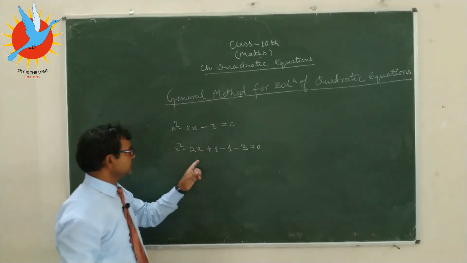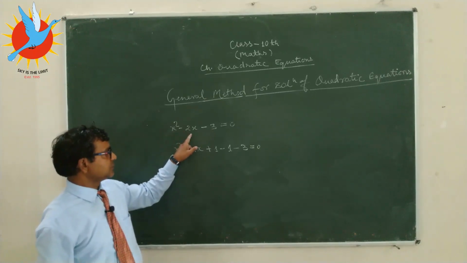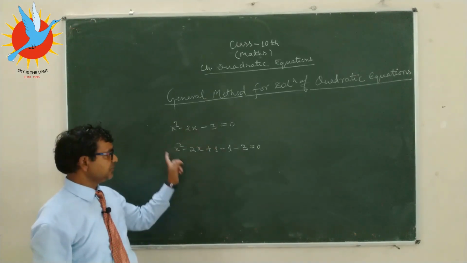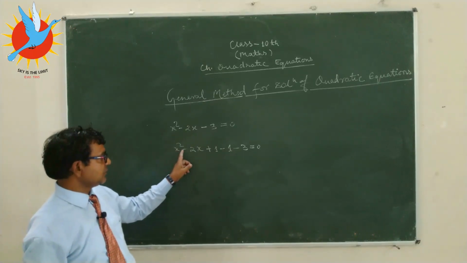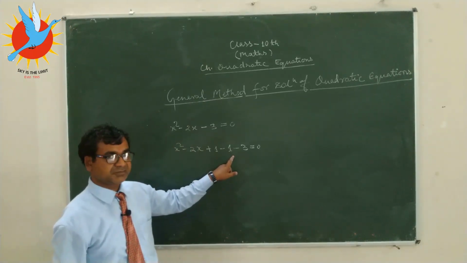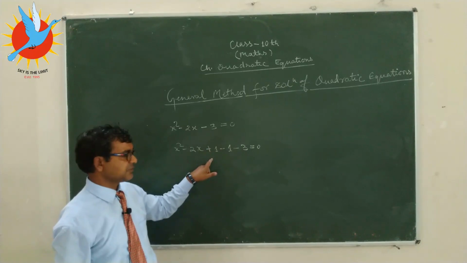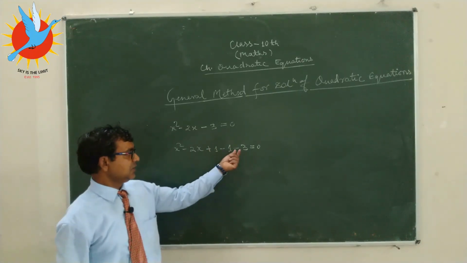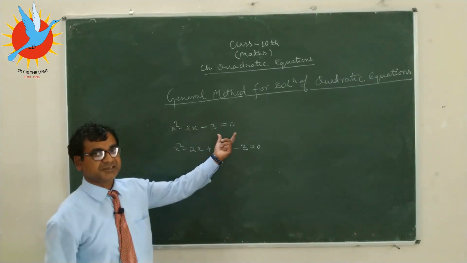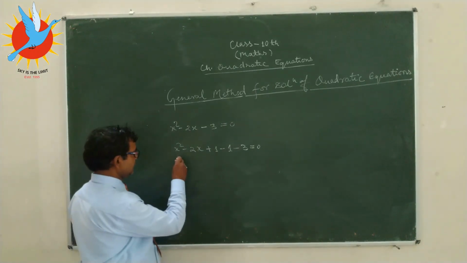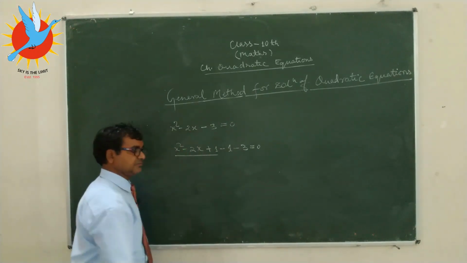this equation becomes x square minus 2x minus 3. The same equation is this with some manipulations: x square minus 2x plus 1 minus 1. If minus 1 and plus 1 cancel out, you have only minus 3. So this equation is the same as this equation. Now see from this to this.